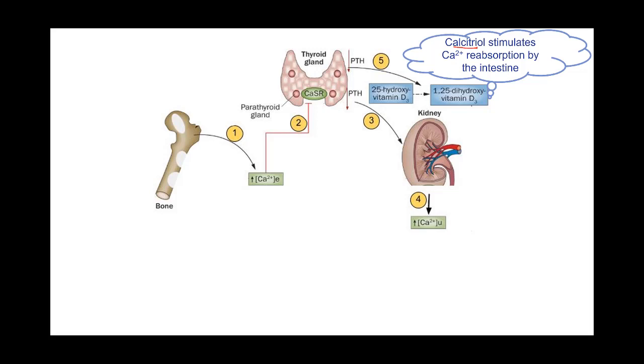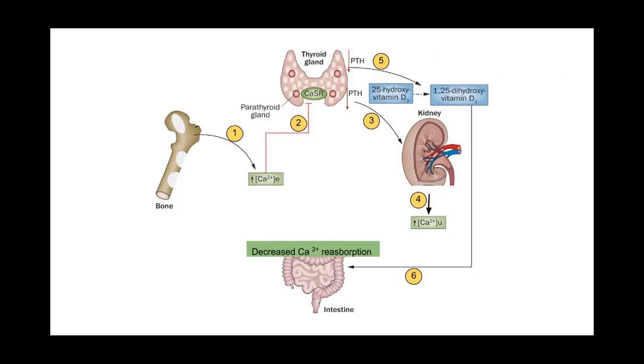What does calcitriol do? It stimulates calcium reabsorption by the intestine. So if there's less PTH, there's less 1,25-dihydroxyvitamin D3, and then there's less calcium reabsorption by the gut. So you can see that the body is really trying to get rid of calcium that's pouring in from the bones by increasing renal excretion and decreasing gut reabsorption of calcium.